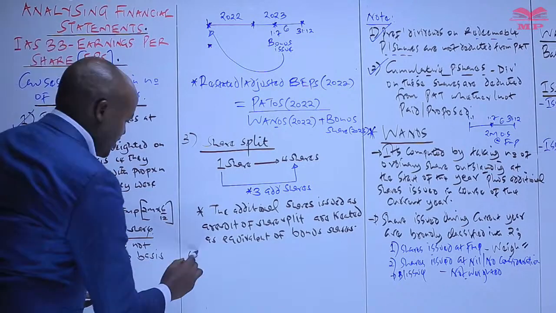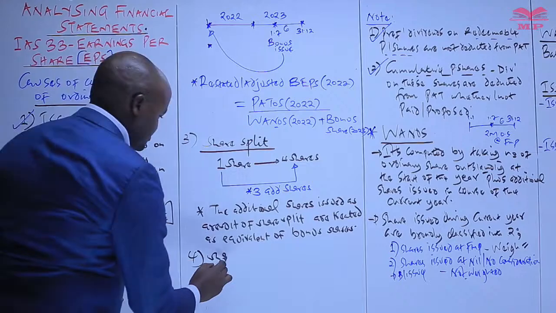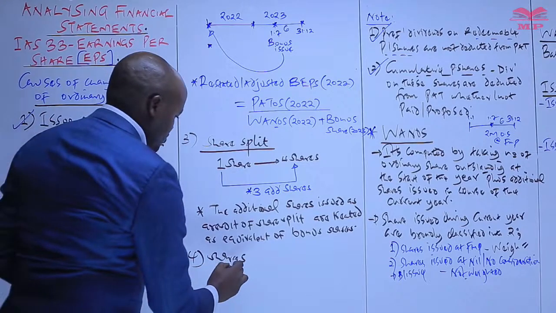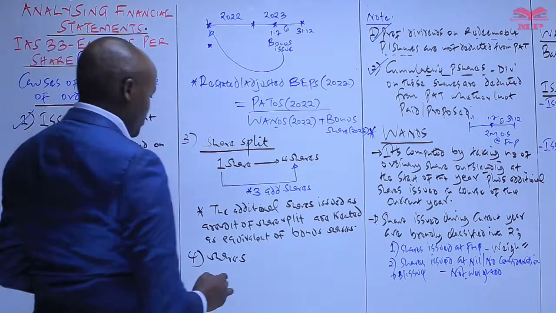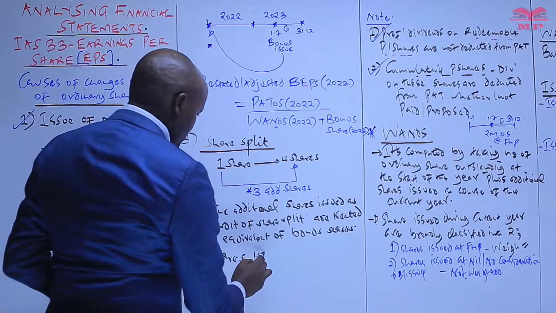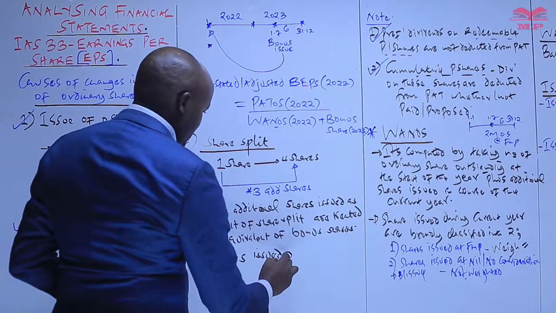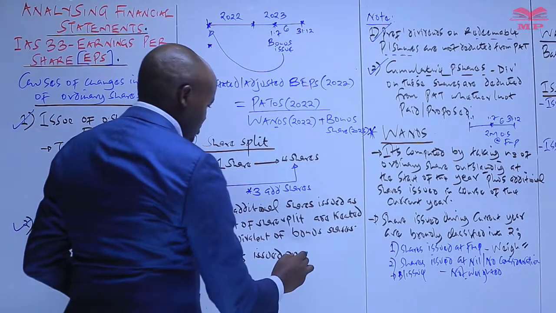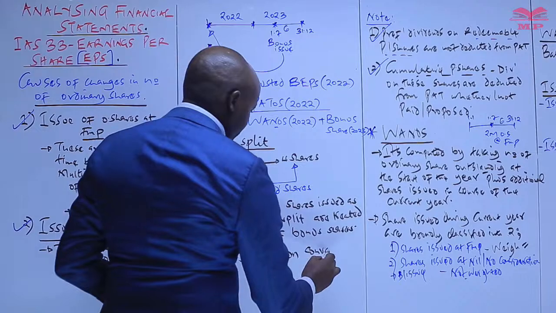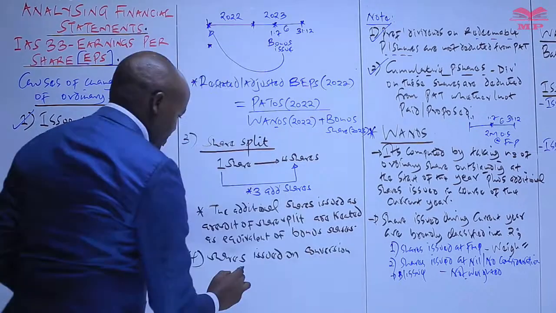And then from there we have shares, or the other reason why the number of shares issued at the start of the year may change, we have shares issued on conversion of convertible securities.